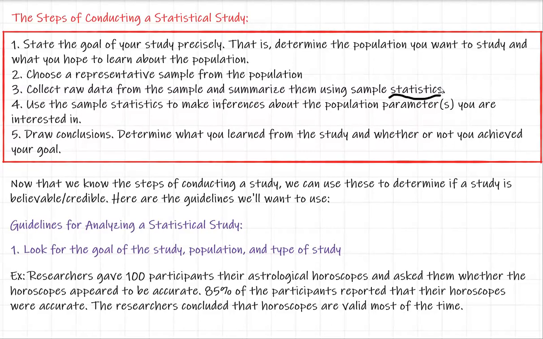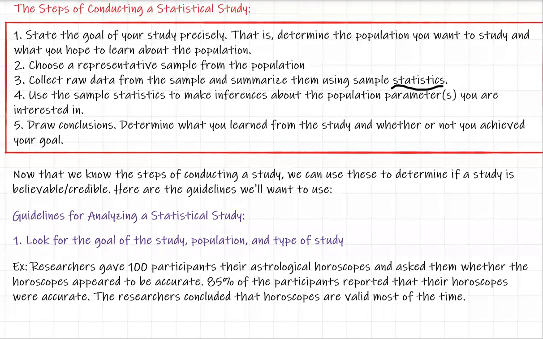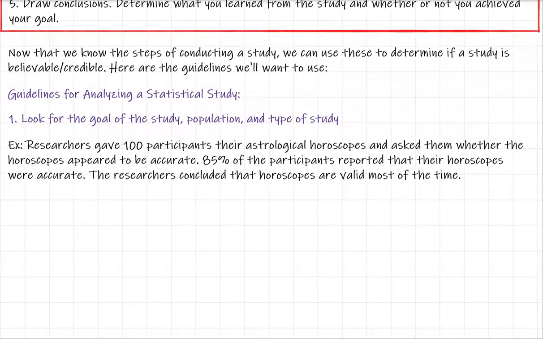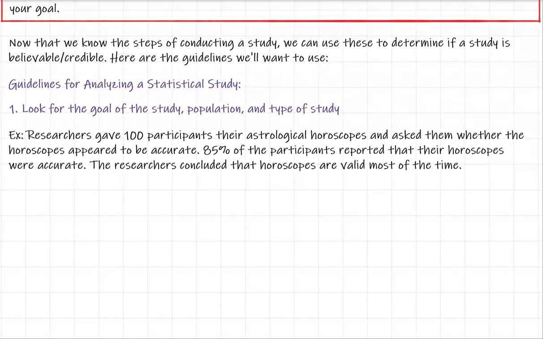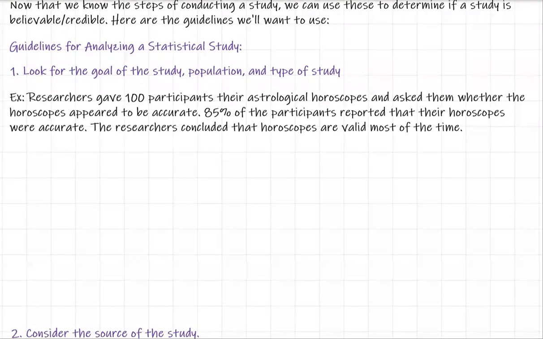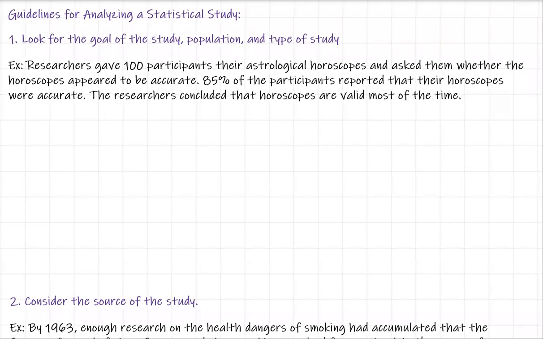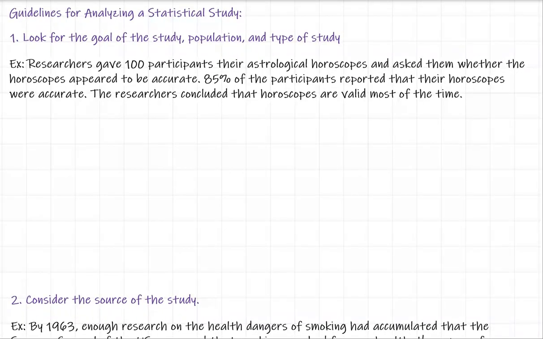So now we know the steps, we're gonna go ahead and kind of derive some of the guidelines we need for analyzing a study. So these are the things we need to look out for when we're reading a study and we're kind of questioning the believability and the credibility. So here's our first guideline. The very first thing, and you're going to notice that there's going to be a lot of similarities between these guidelines and the steps of the statistical study.